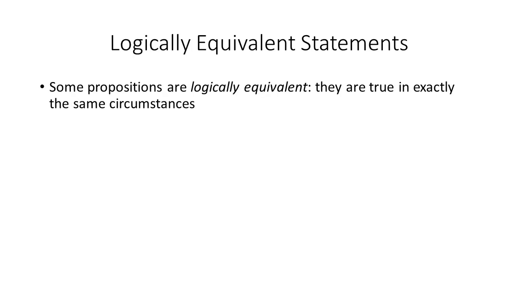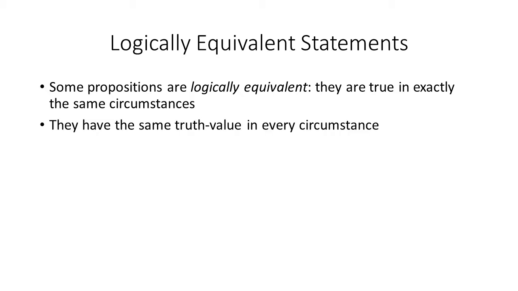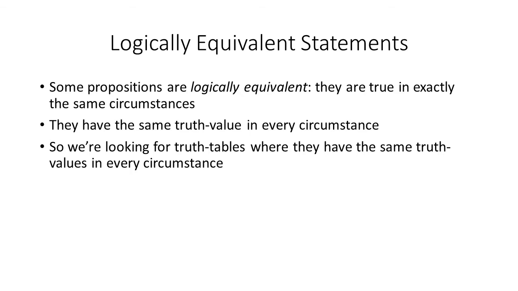Okay, so we're going to go through these in order. And we're going to look at some truth tables and see how to determine whether or not statements are logically equivalent or whatever, contradictory. So let's start with logically equivalent statements. So some propositions are logically equivalent, right? They're true in exactly the same circumstances. That is, they have the same truth value in every circumstance. So if you had their truth tables, right, for every row where one's true, the other's true as well. Right, so we're looking for truth tables where they have the same truth value in every circumstance.